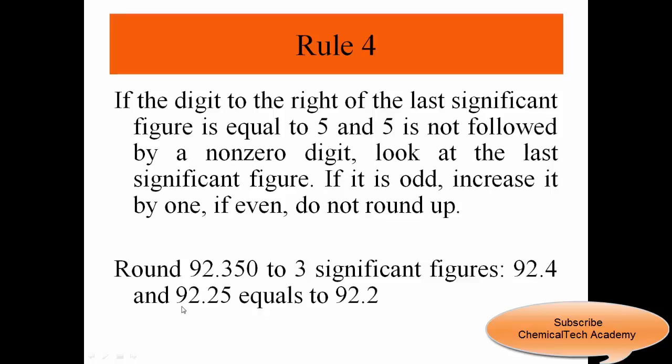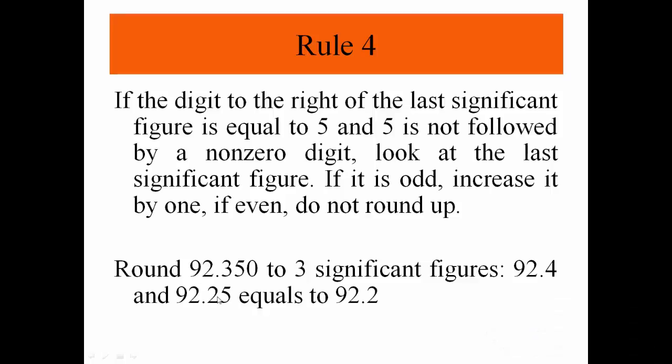Next example, if we have 92.25, and we want to round it to 3 significant figures, we have 92.2, we keep this, and here we have 5. So it means that there is 0 here. Since the last significant figure is 2 and it's an even number, we just need to remove this number and keep the rest. So we have the rounded number 92.2. So these are the rules for rounding.